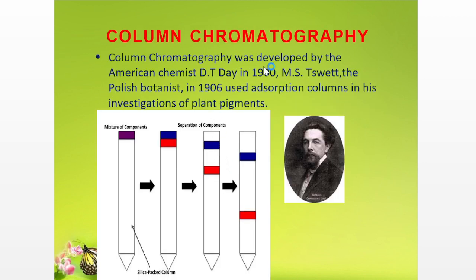Column chromatography was first developed by the American chemist Tswett in 1900 and M.S. Tswett, the Polish botanist, in 1906, who used an adsorption column in the investigation of plant pigments. Here is basically the history of column chromatography, in which the American chemist first described this method in 1900. He took a mixture of plant components in a column, and these components were separated into different pigments or colors.